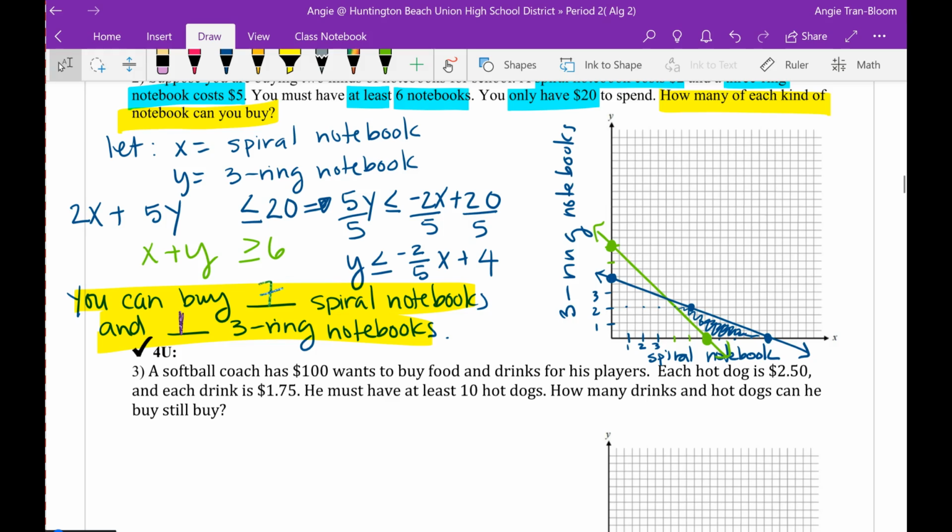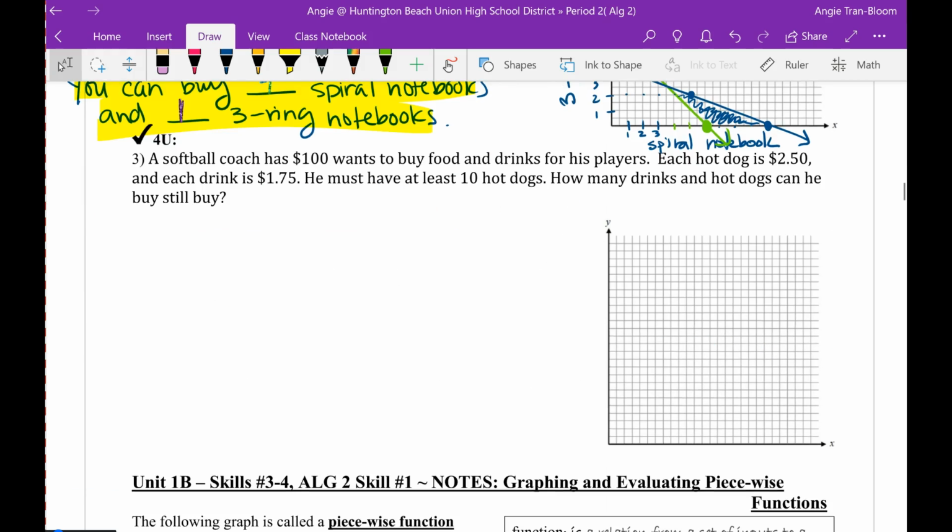Gemma, variables, what did you use and what did you give it as? I put X is for hot dogs and Y is for drinks. Okay, we'll take that. Gemma said X is hot dog. That makes me hungry. And Y, she said drinks, okay? Then that means hot dogs over here and drinks over here.